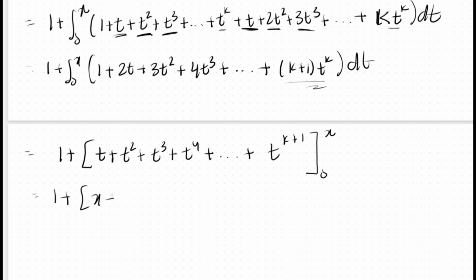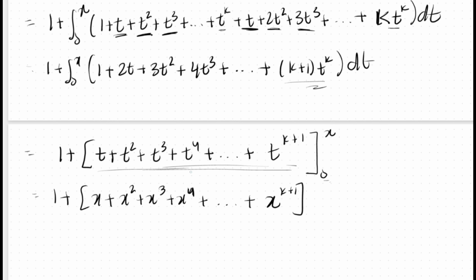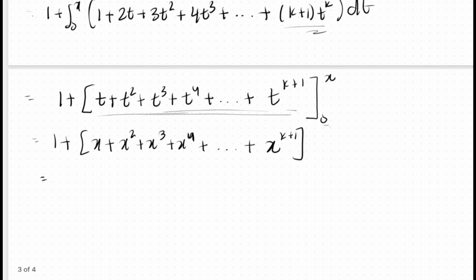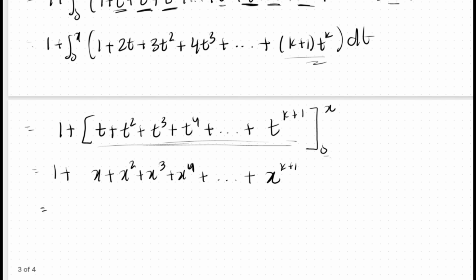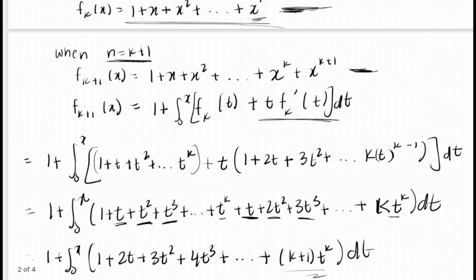Let's further simplify this, so let's replace t with x. So we get x plus x squared plus x cubed plus x to the power 4, dot dot dot plus x to the power k plus 1. We don't need the 0 because we know that if we replace 0, it's just going to all cancel out to 0. Then, removing the parentheses, you would get this. And this looks a lot like what we wanted over here.